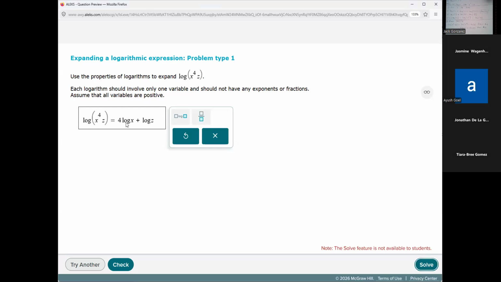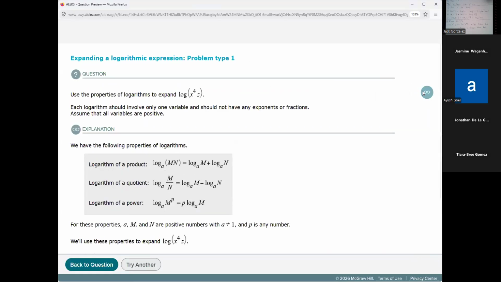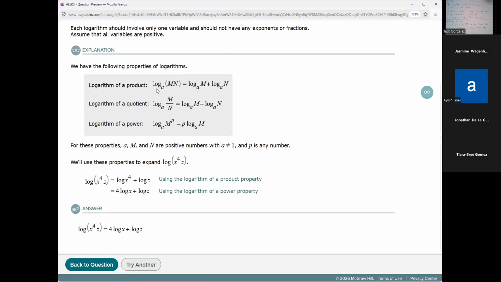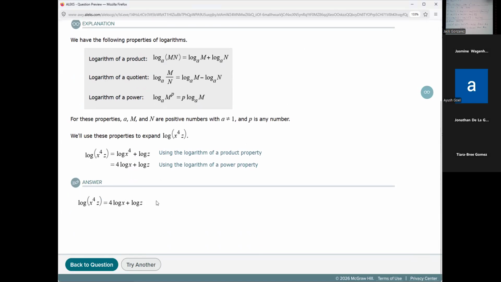That's how they get this. So product, quotient, and power. First, expand with a sum or product rule into a sum, and then bring the power down with the power property. Any questions on this problem?